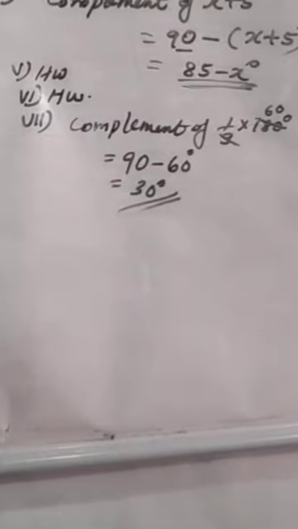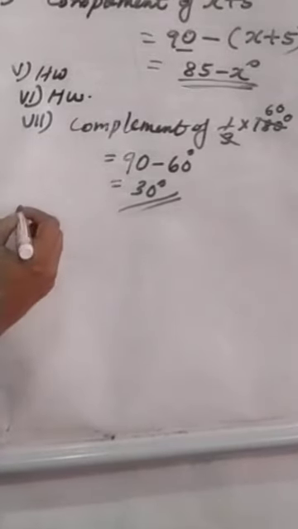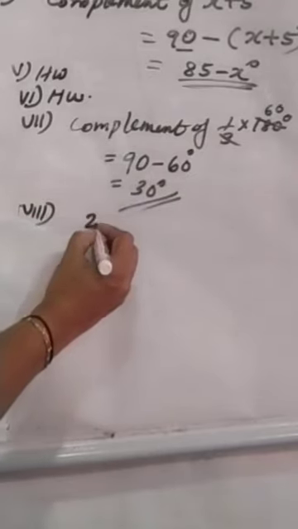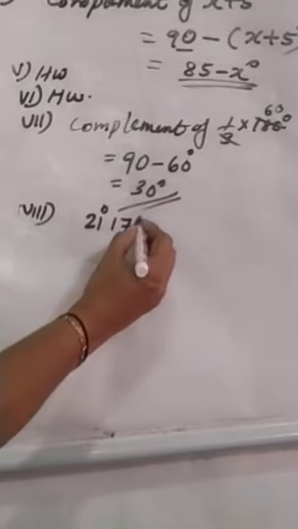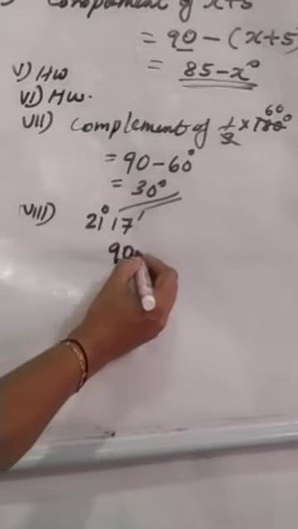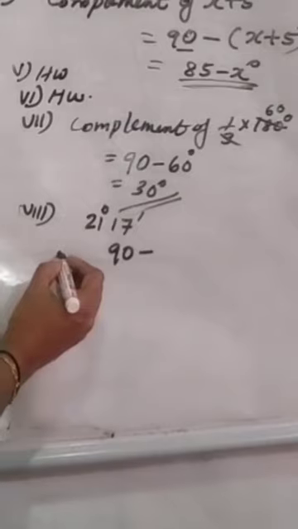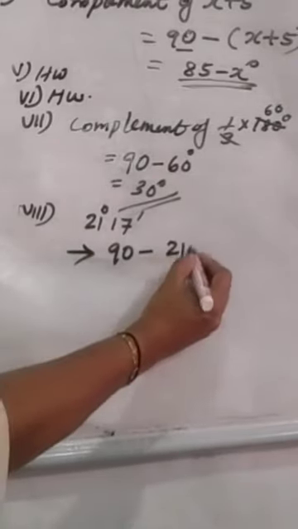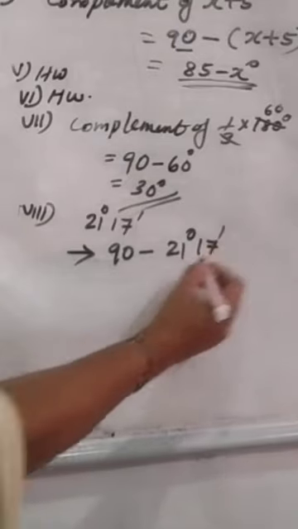Okay. Next is question number 8. Find the complement of 21 degree 17 minutes. So we have to subtract that from 90 to get the complement. 90 minus 21 degree 17 minutes.